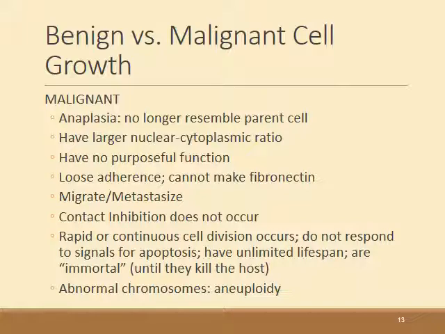They migrate or metastasize. Their contact inhibition does not occur. They just keep moving over. Keep going. Rapid or continuous cell division occurs. They do not respond to signals for apoptosis, so they don't have a signal to die. They have an unlimited lifespan. They're immortal, of course, until they kill the host. And they have an abnormal chromosome number called aneuploidy.